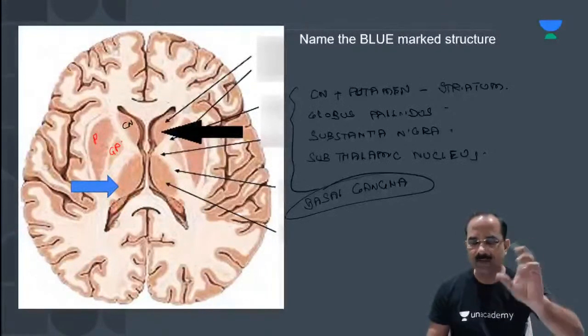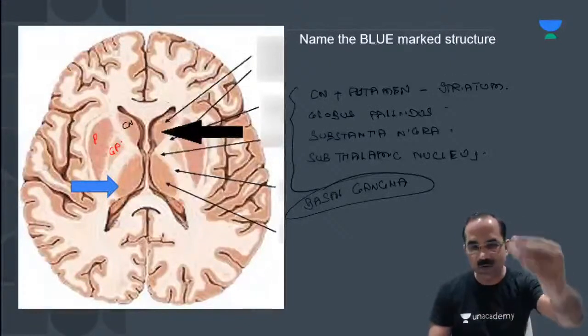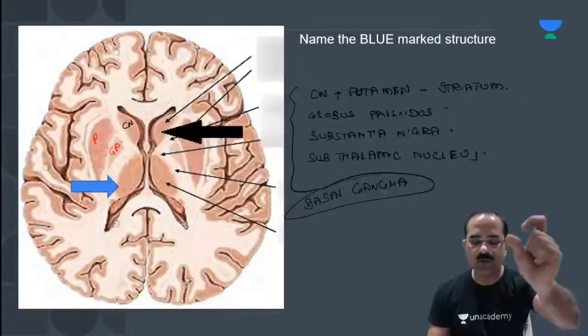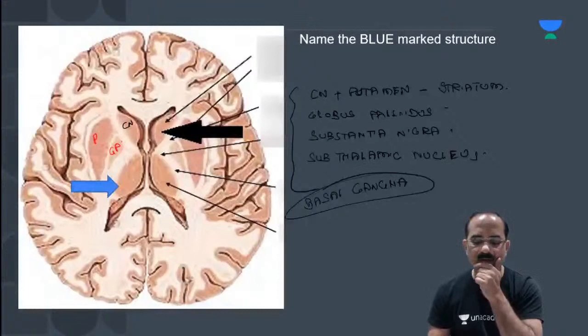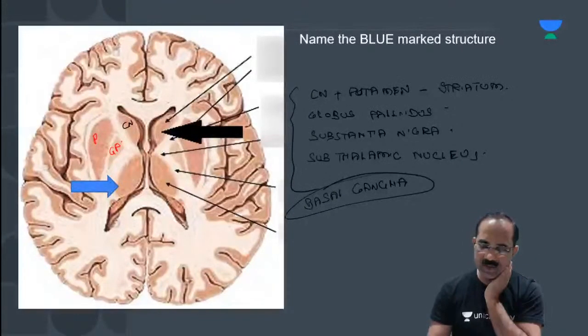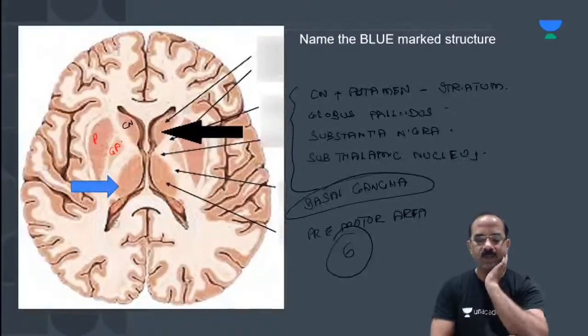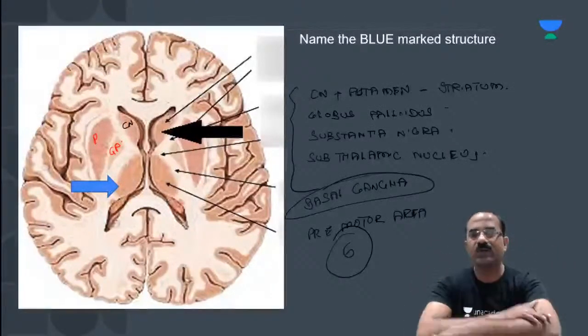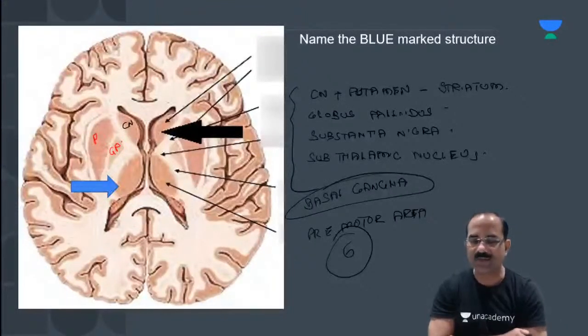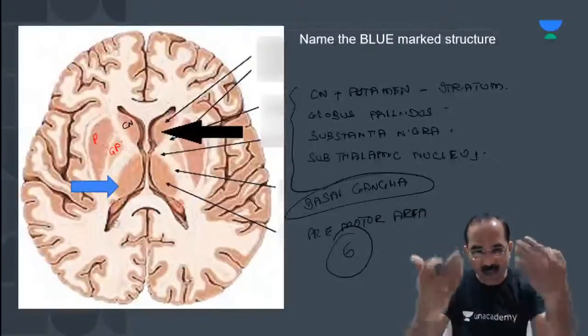Basal ganglia is concerned with planning and programming of movements, and this basal ganglia is going to project onto which area of the cortex? Not cerebellum. That's area number 6, which we call the premotor area. The basal ganglia projects onto area number 6, which is concerned with execution of movement. It actually carries out the movement.